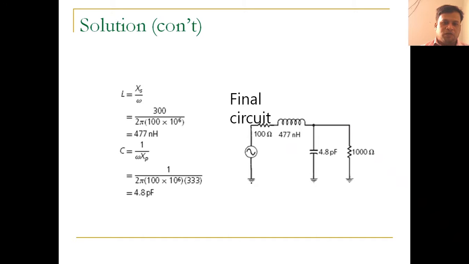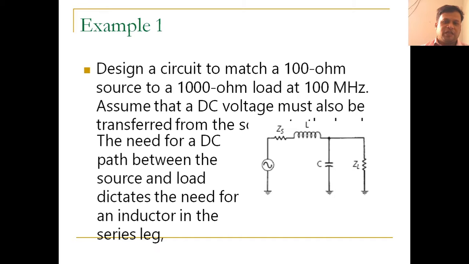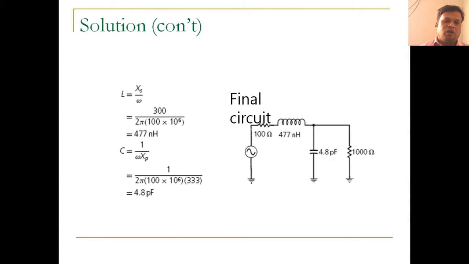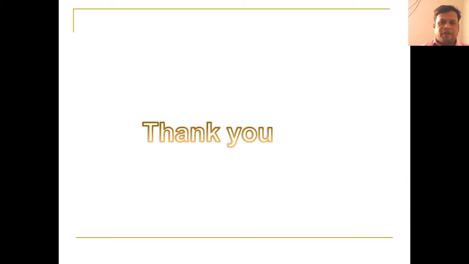We see the circuit with 100 ohms, 477 nanohenry, 4.8 picofarad and 1000 ohms, designed by L equal to Xs by omega and C equal to 1 by omega Xp. By seeing this circuit, we can calculate the L and C values depending upon the Xs and Xp values from the given 100 and 1000 ohm resistors. So we have completed the capacitance and inductance values depending upon the matching of the impedances. In the next class, we will see state space representations.